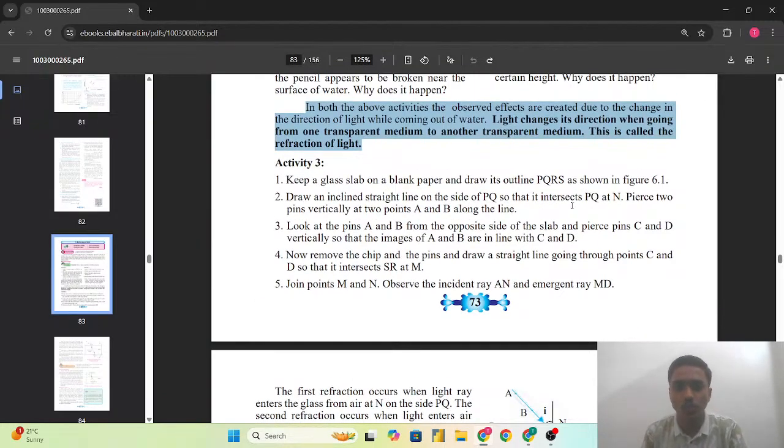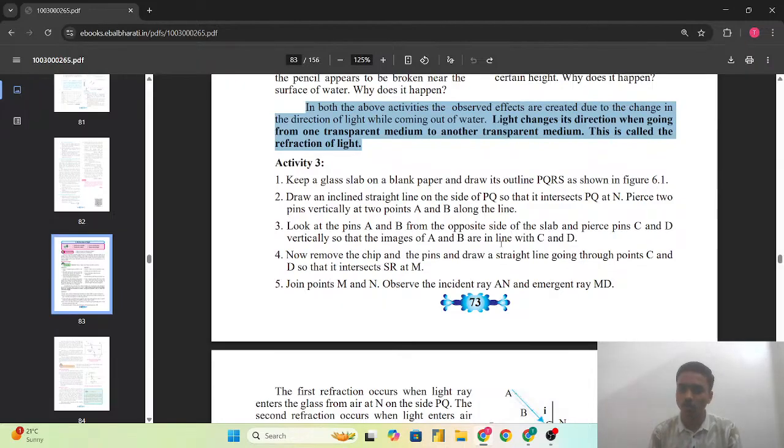the side PQ so that it intersects PQ at the end. Pierce two pins vertically at two points A and B along the line. Look at the pins A and B from the opposite side of the slab and pierce pins C and D vertically so that the images of A and B are in line with C and D. Next, now remove the slab and the pins and draw a straight line going through the points C and D so that it intersects SR at the end.